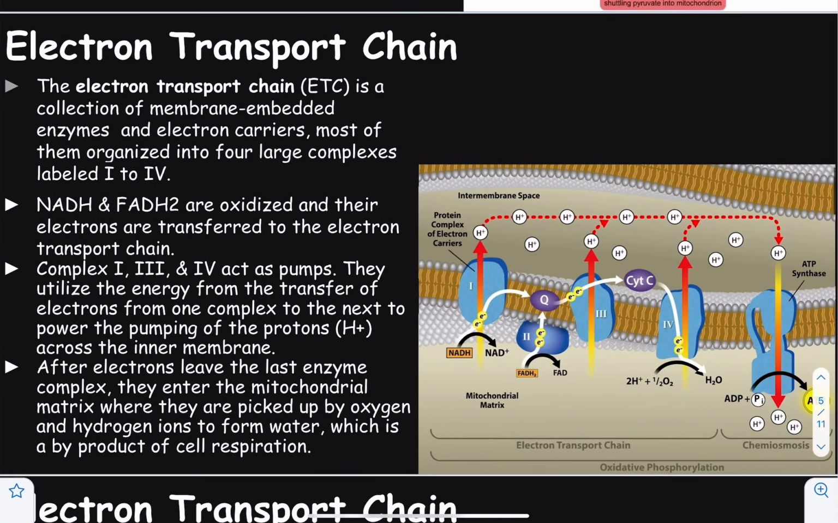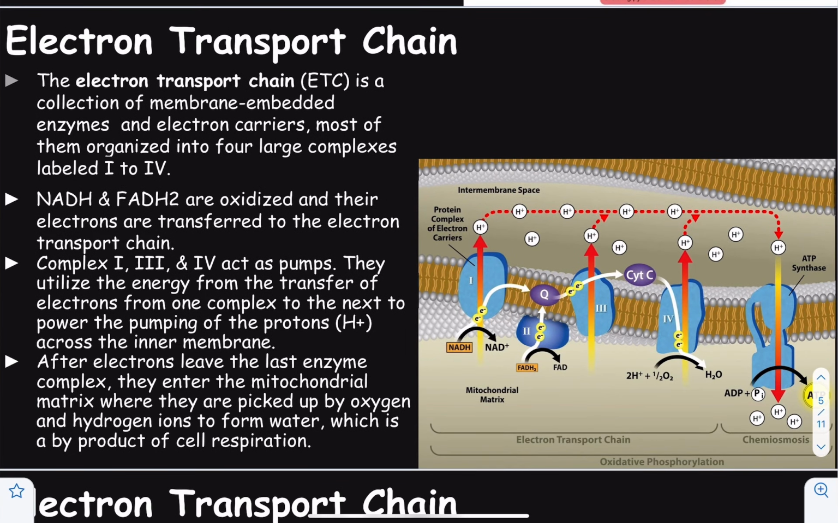So, about the electron transport chain, it's a collection of membrane embedded enzymes. Complexes 1, 3, and 4 are embedded, but complex 2 is bound to the membrane. And there are also electron carriers. So it has these protein enzymes and 2 electron carriers.